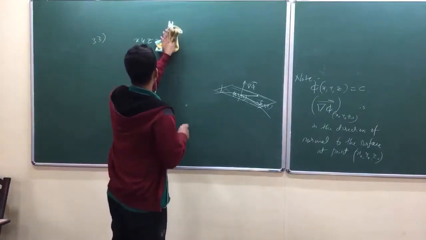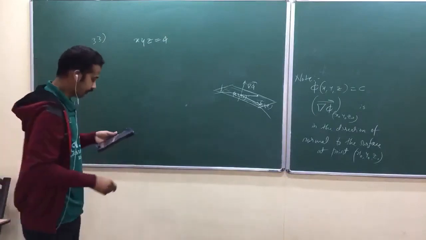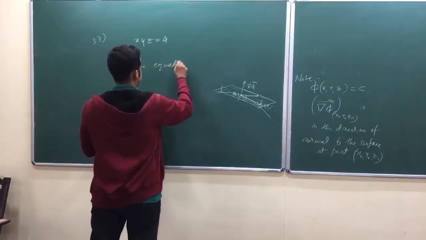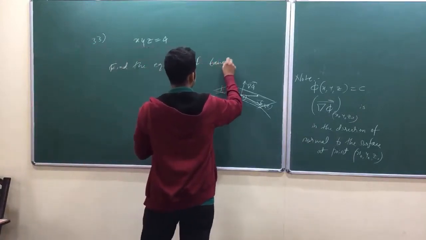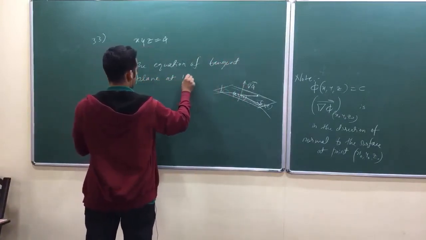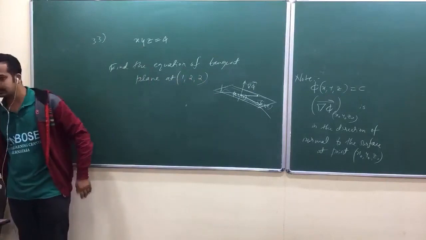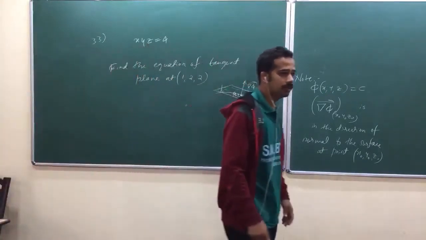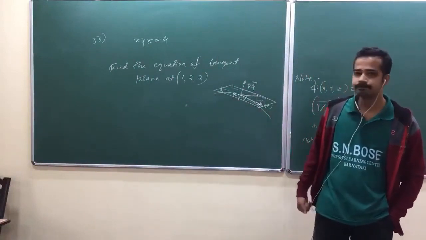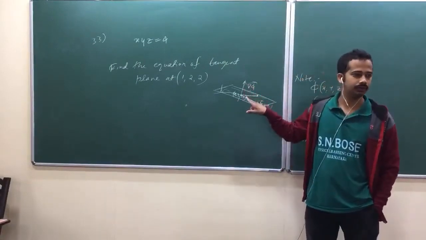He has given xyz equal to 4 as the equation of a surface. Find the equation of the tangent plane at (1, 2, 2). Since our right hand side is 0, look here, I think you don't have to take a unit vector. Actually, it is better to make it a unit normal.